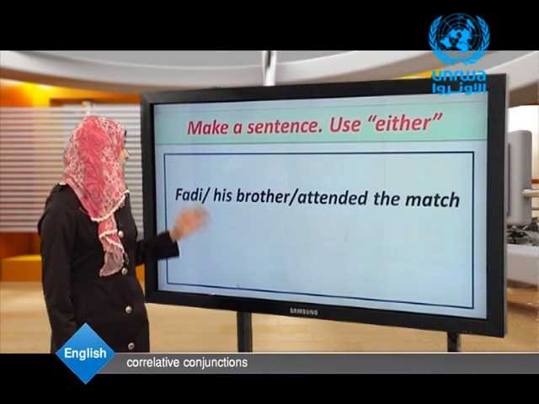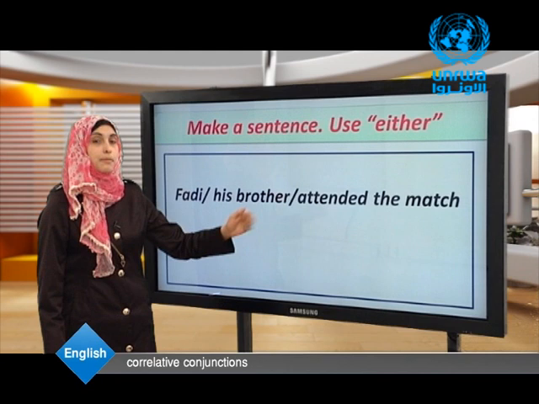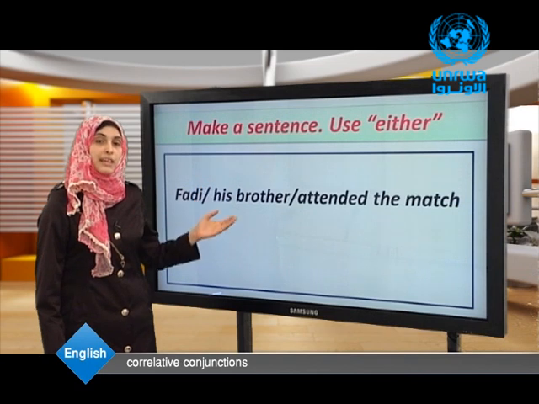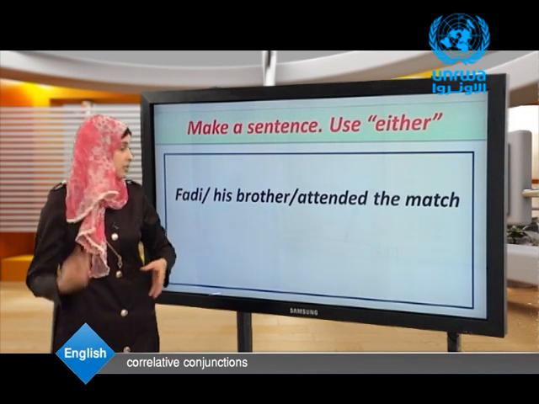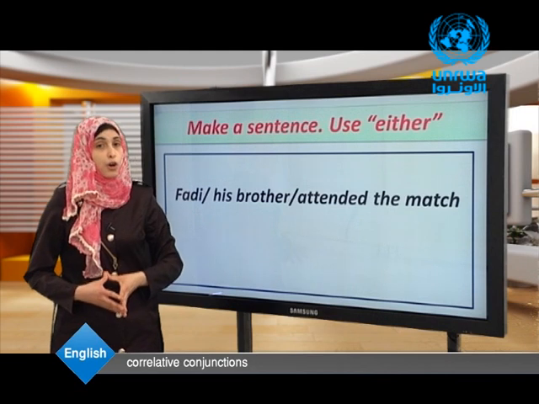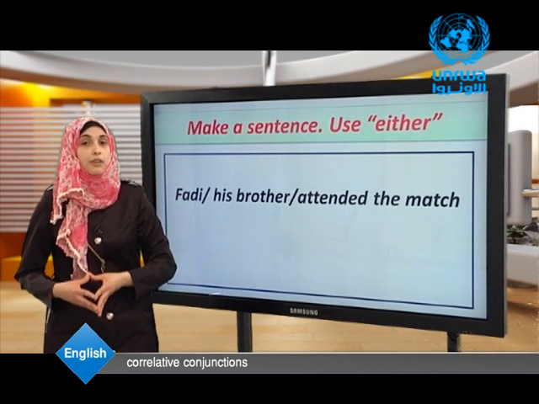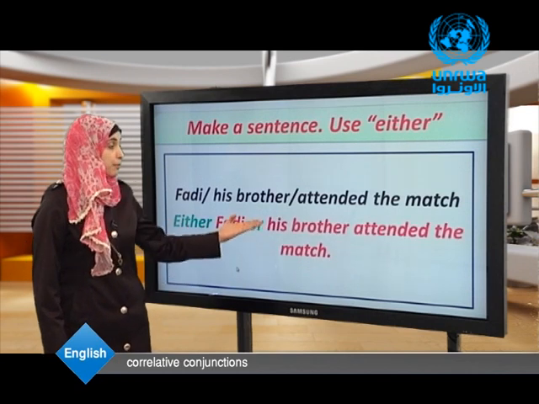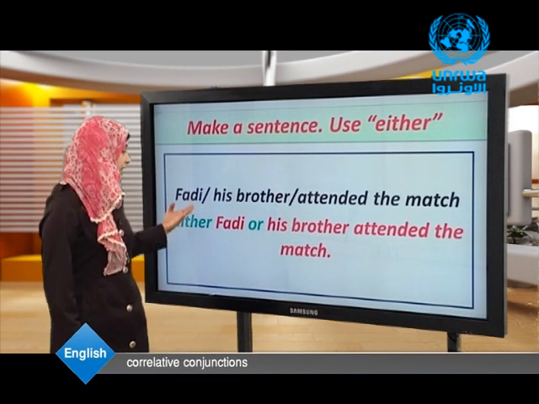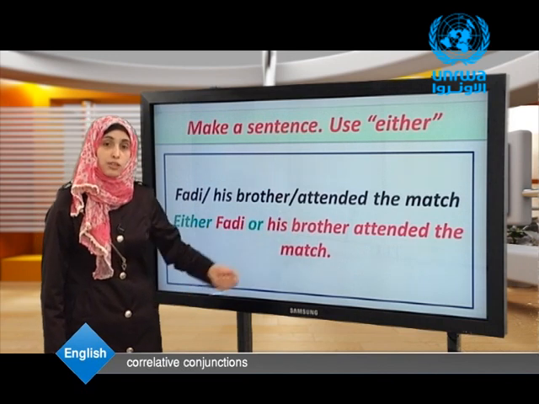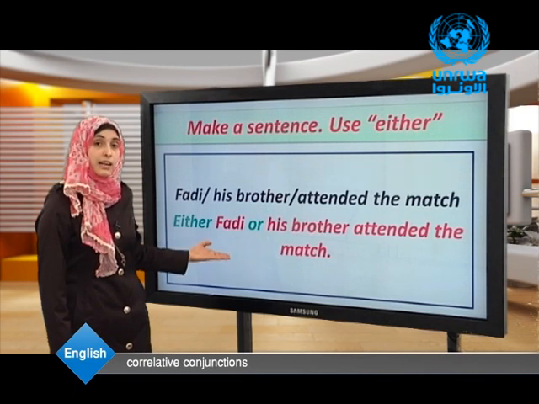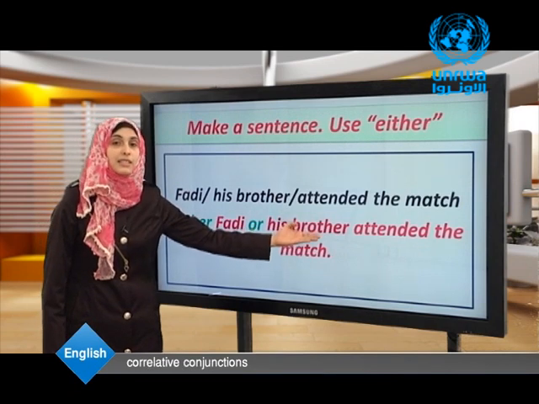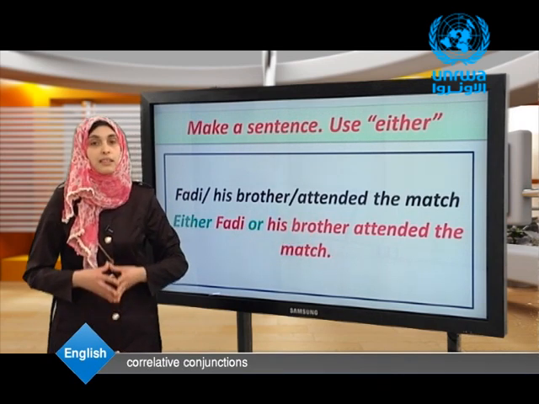Fadi, his brother attended the match. Make a sentence, use either. And notice we have two persons, Fadi and his brother. So we shall use either at the beginning of the sentence. And the sentence is amazing. Either Fadi or his brother attended the match. We have started with either, the first noun Fadi, then or, the second noun his brother, then the verb attended in the past, and then the complement, the match.